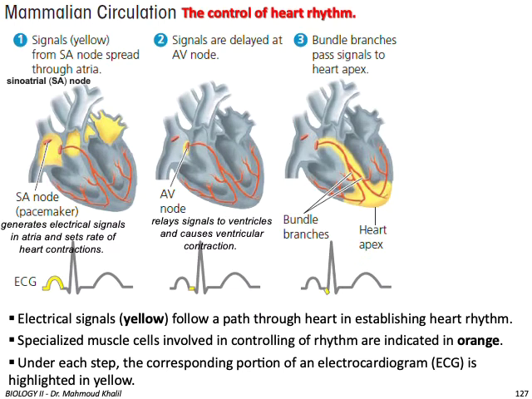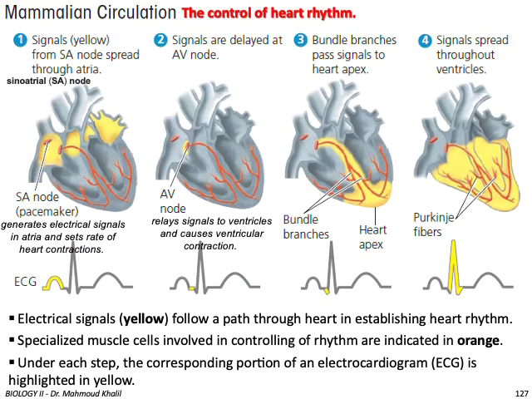After that, the signal is conveyed, the yellow, as we said before, through the bundles of muscle branches that pass the signal until reaching the heart apex. So now the signal has moved from the atrium to the heart apex. Once it reaches the heart apex, the signal spreads throughout the ventricle through specialized fibers called Purkinje fibers, and soon the heart will contract, pumping the blood out from the heart to the lungs and the organs.